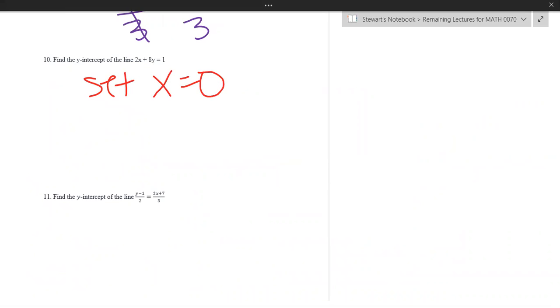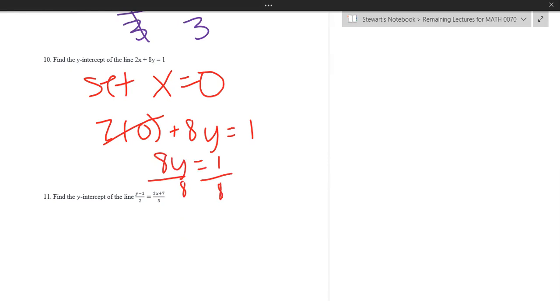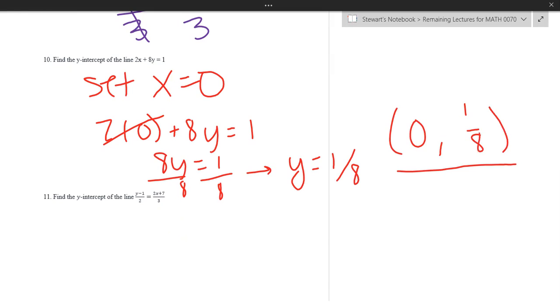So now we have 2 times 0 plus 8y equals 1. That's 0. 8y equals 1. If we divide by 8 on both sides, we get y is equal to 1/8. And so the y-intercept is the point (0, 1/8). Or this is the point where the graph of this equation would intersect the vertical axis, or the axis that I highlighted in yellow.